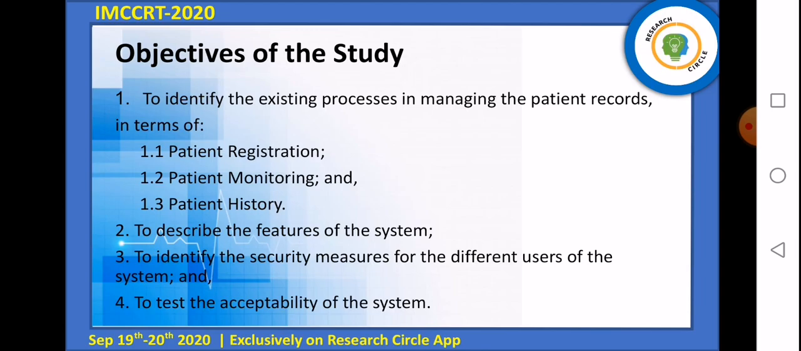For the objectives of the study, it aims to maintain the day-to-day operations and transactions in managing patients' records in the university hospital. Specifically, this study aims to meet the following. First, to identify the existing processes in managing the patient records in terms of patient registration, patient monitoring, and patient history. Second, to describe the features of the system. Third, to identify the security measures for the different users of the system. And lastly, to test the acceptability of the system.